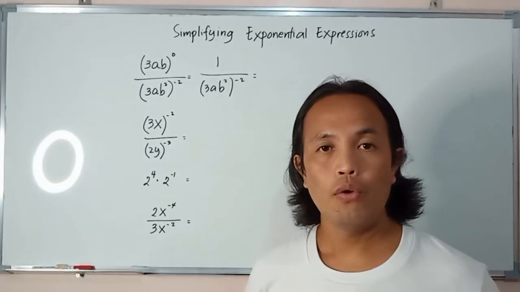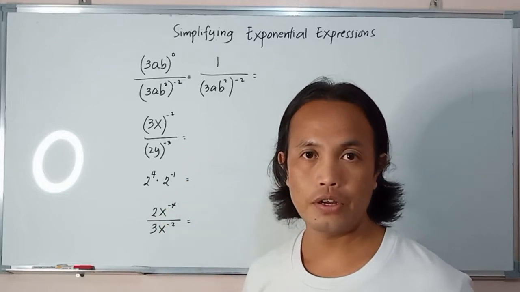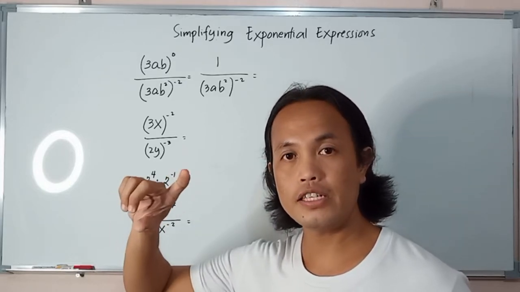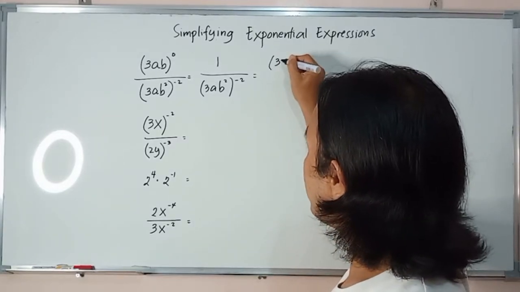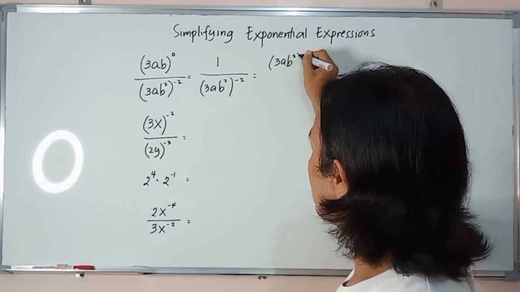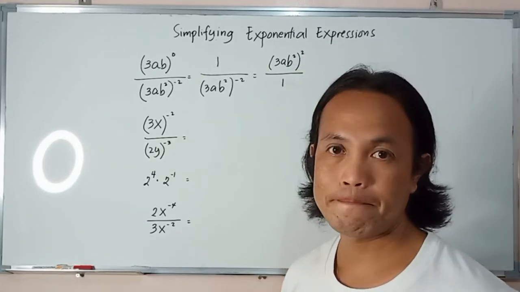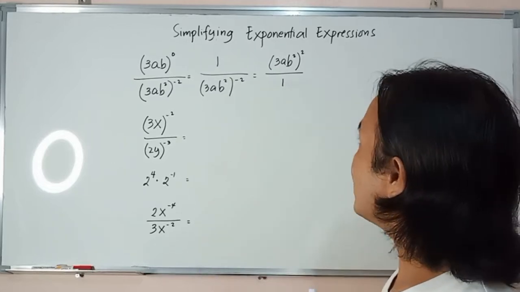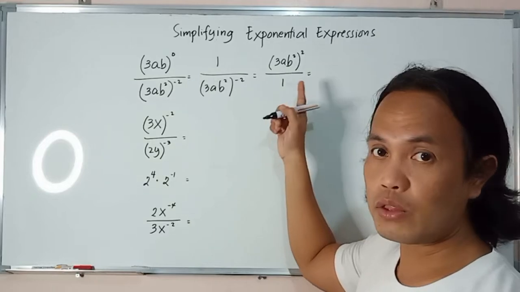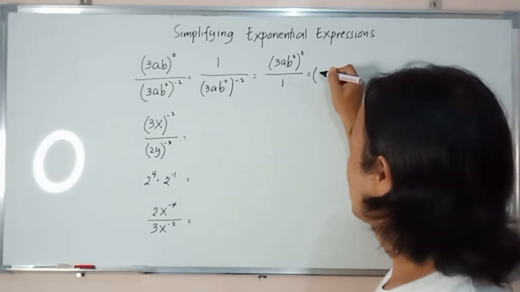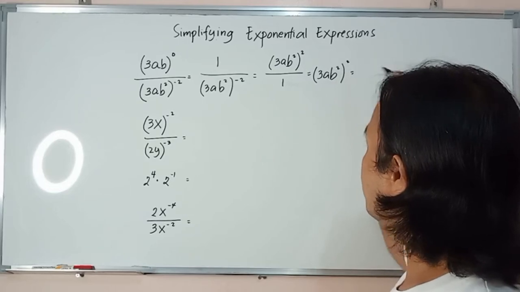This time, we need to apply the law on negative exponent for the denominator. So we just simply get the reciprocal of the fraction. So this becomes (3ab^2)^2 over 1. Then afterwards, since there's no need for us to write 1 as the denominator, we can write this fraction as (3ab^2)^2.